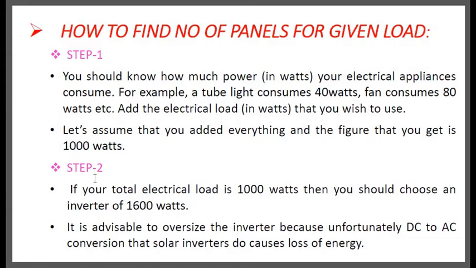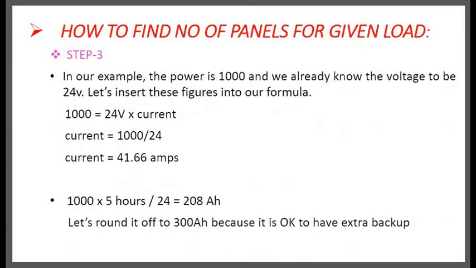Then for step 2, if your total electric load is 1000 watts, then you should choose an inverter of 1600 watts. It is advisable to oversize the inverter because unfortunately the DC to AC conversion that solar inverters do causes loss of energy. So we have to take a 1.5 times larger inverter for the particular home appliances or the industrial appliances.